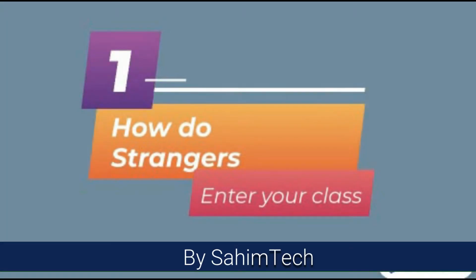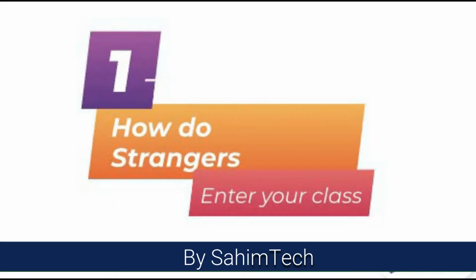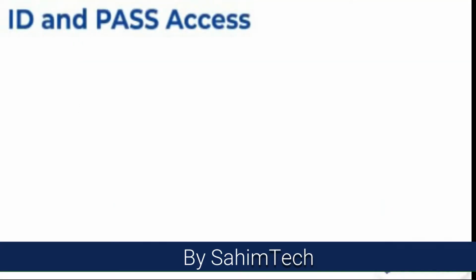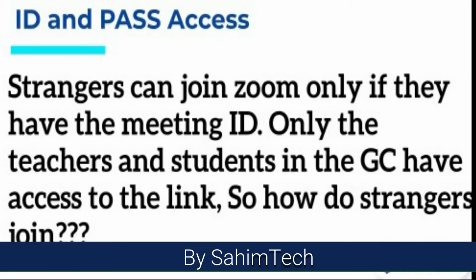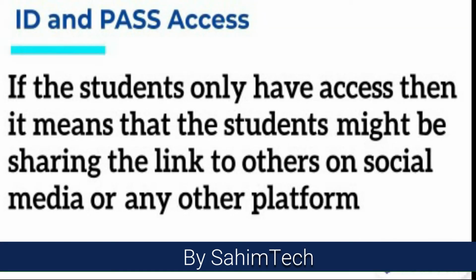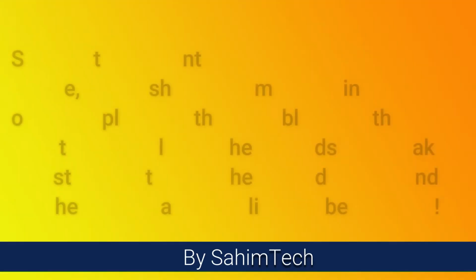How do strangers enter your class? ID and password access. Strangers can join Zoom only if they have the meeting ID. Only the teachers and students in the Google Classroom have access to the link. So how do strangers even join the meeting? Well, if the students only have access, then it means that the student might be sharing the link to others on social media or any other platform.